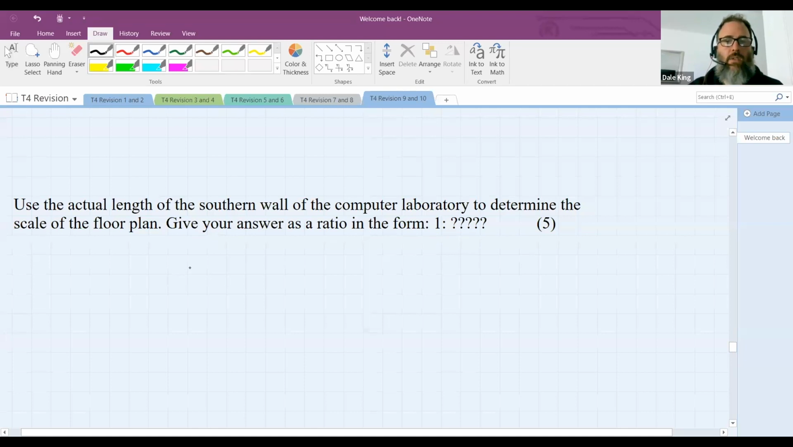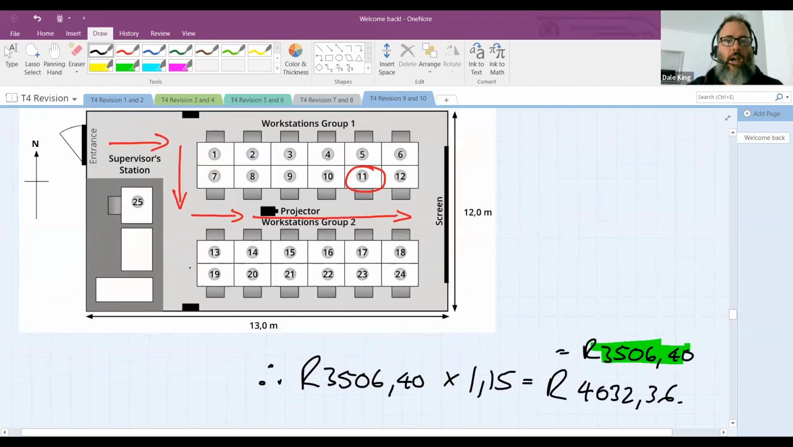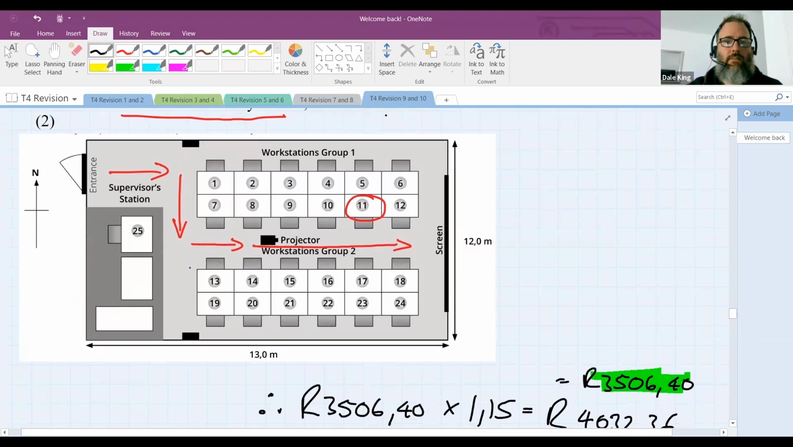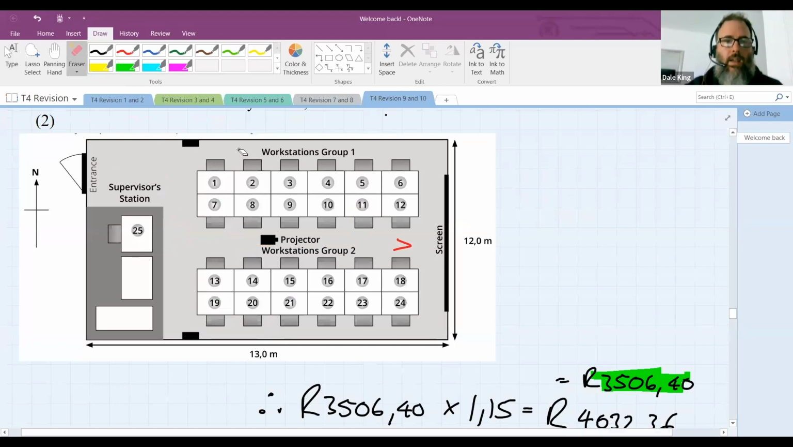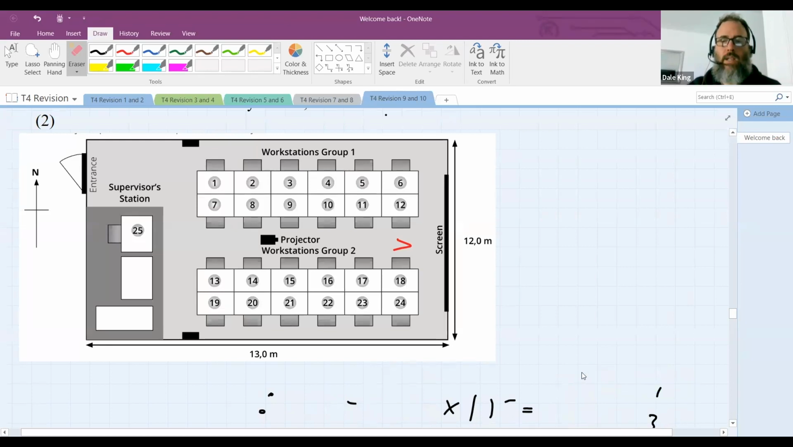Now I need to give you a ruler measurement, okay? Because you don't have a ruler, I don't have a ruler here with me. So I'm telling you that if you measured this in your exam with your ruler, because remember for scale, let me just erase all this. For scale, we need 2 parts, all right?